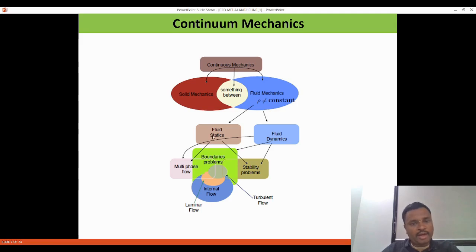Now in fluid mechanics, I already told you we have fluid statics and fluid dynamics. Of course, fluid kinematics gets covered in fluid dynamics, where it is concerned only with velocity and acceleration. Then we will be focusing in this particular course on this particular thing. This is where CFD comes into it. Boundary problems, boundary conditions. Then multi-phase flow. We will be studying different methods.